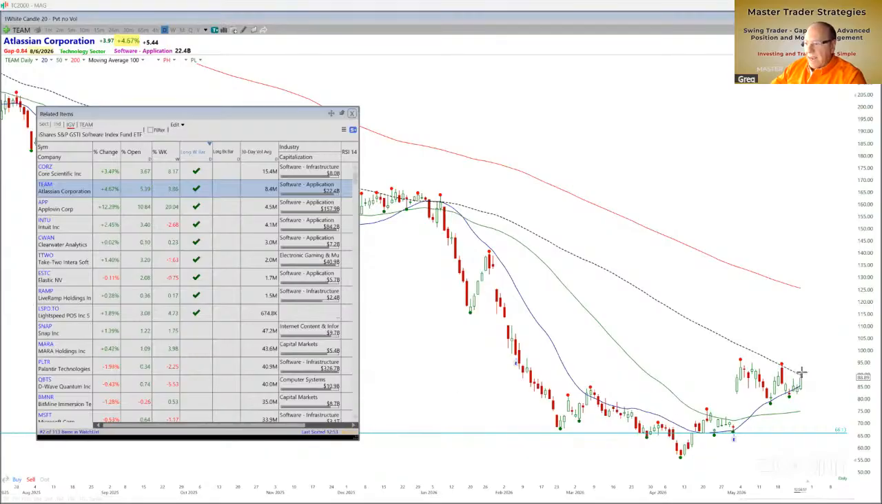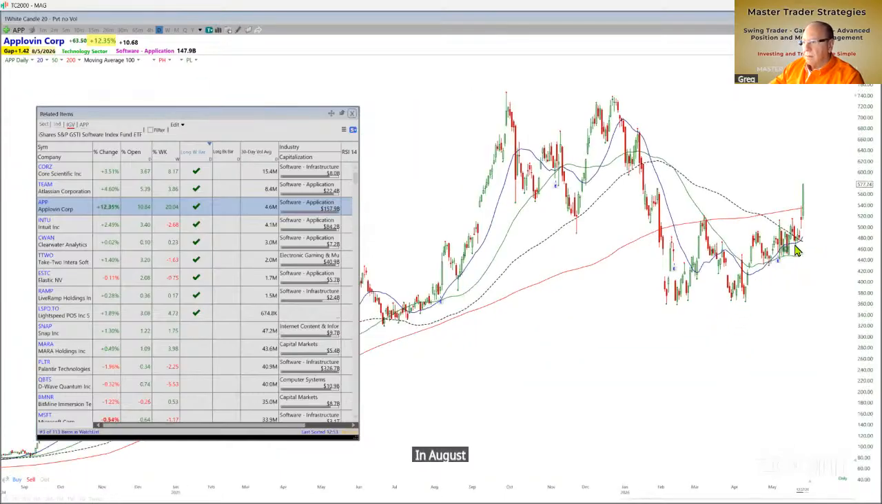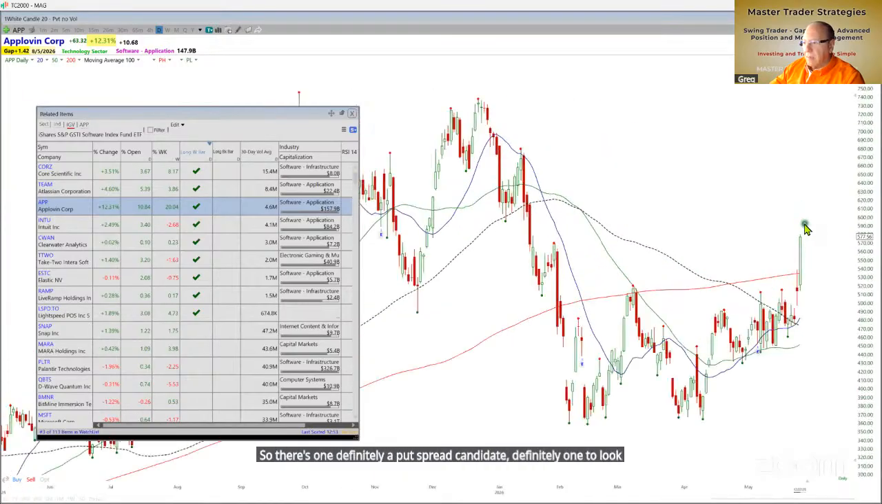But this is creating a point, an inflection point. Call it some kind of triangle. You can draw some lines on there if you like, right? But that's the point. So as we look at different sectors, there's one that's just getting started. Look at something that got that moving today. When's the earnings? In August. So there's one, definitely a put spread candidate, definitely one to look for buys on pullbacks as we look within that sector. And so that's a good one. I'm just going to put that in, just going to flag it.